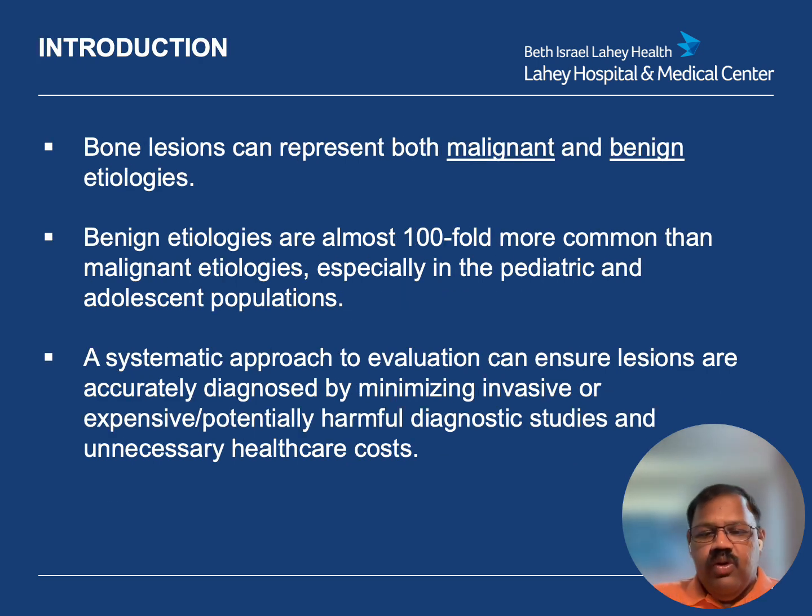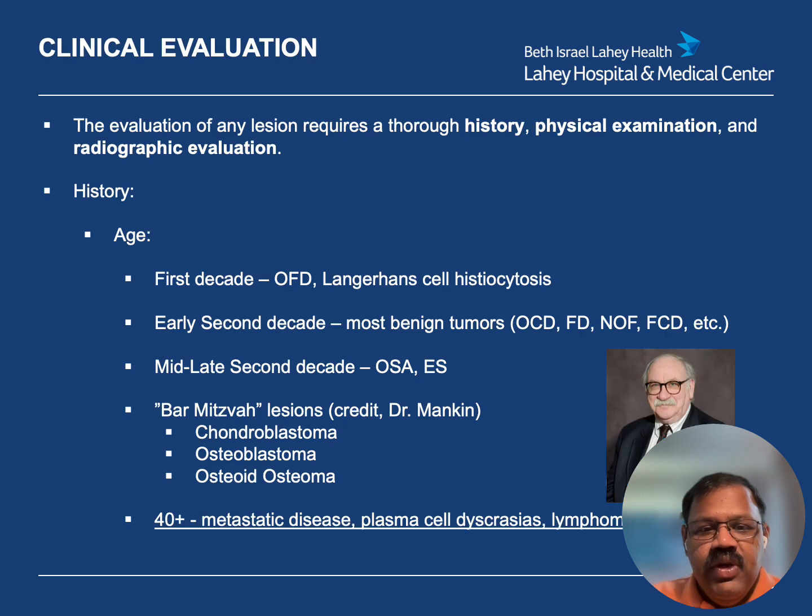So just to start off, bone lesions, as we all know, can represent either malignant or benign etiologies. By and far, benign etiologies are significantly more common, almost 100-fold more common than malignant etiologies, especially in the pediatric and adolescent populations. Using a systematic approach to evaluating radiographs and lesions can help diagnose these bone lesions more efficiently and minimize invasive and expensive, potentially harmful diagnostic tests and associated unnecessary healthcare costs. So really, the evaluation of any of these lesions should begin with a clinical evaluation, and that really requires a thorough history, physical examination, and examination of the initial presenting radiographs.